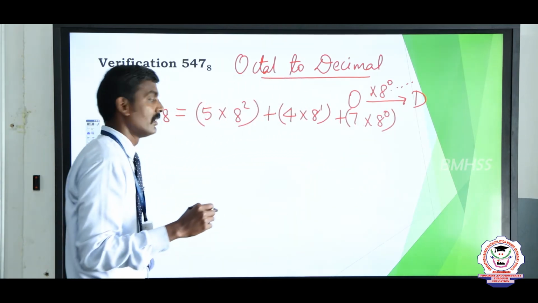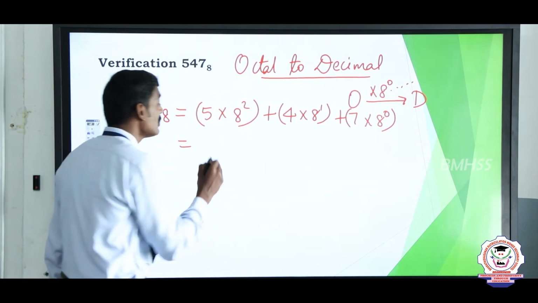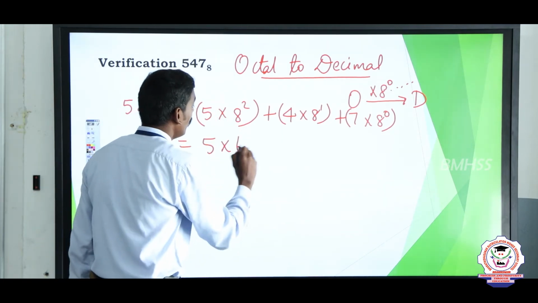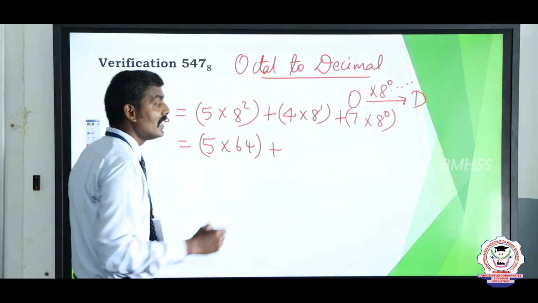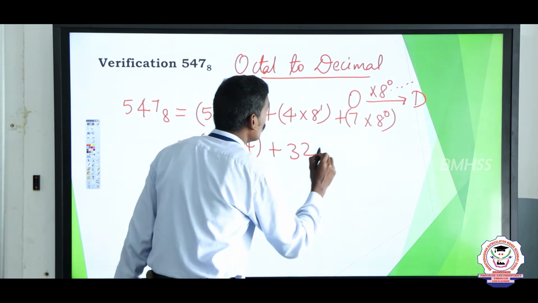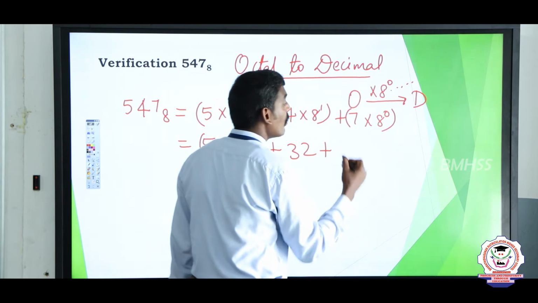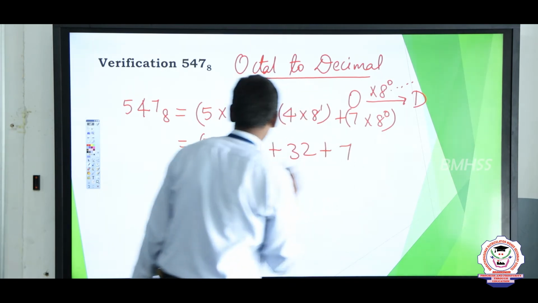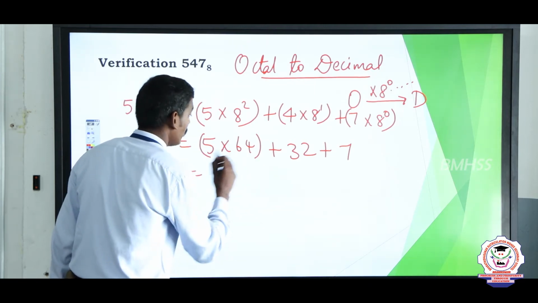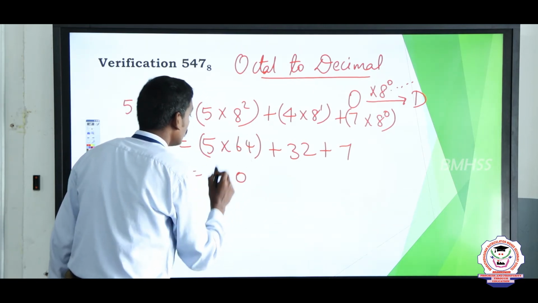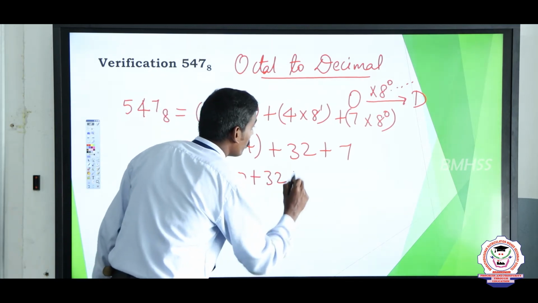Are you clear? Yes. What does 8 to the power of 2 mean? That means 64. Very good. 5 into 64 plus 8 to the power of 1, which is 8, into 4, 32, plus anything to the power of 0. What happened? 8 to the power of 0 means 1. 1 into 7, 7. Here 64 into 5, what happened? 0, 2, 32, 320, plus 32 plus 7.